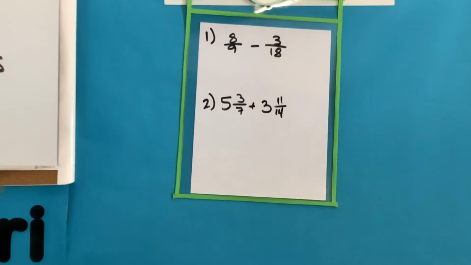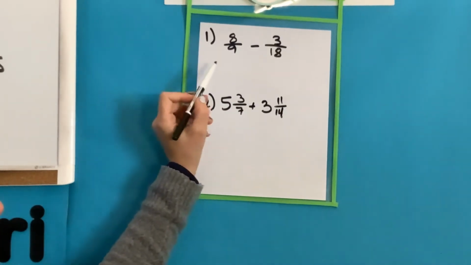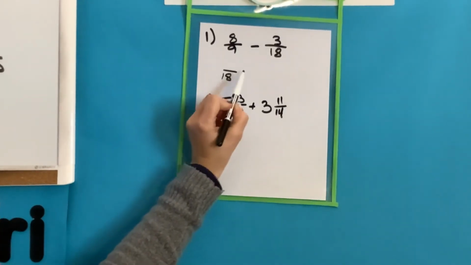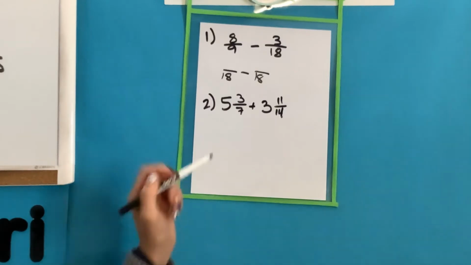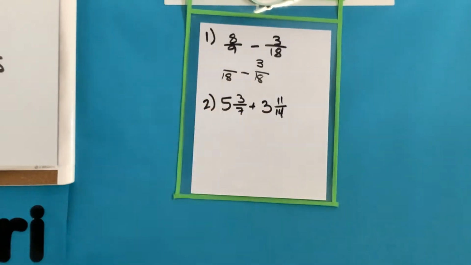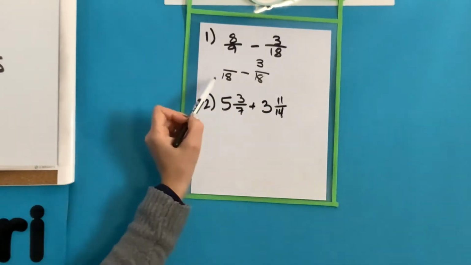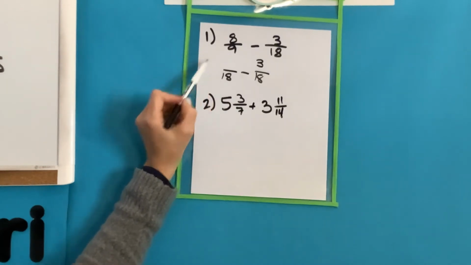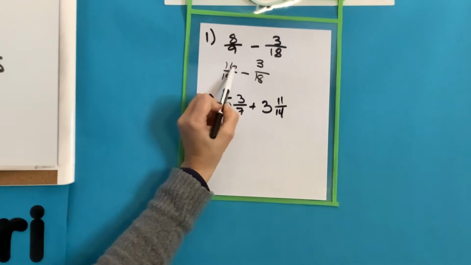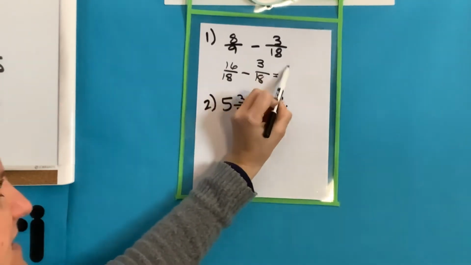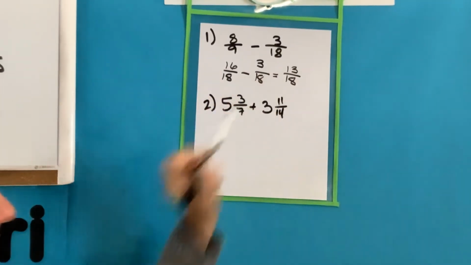So remember, when we are subtracting mixed numbers, we want to find a common denominator. Hopefully you saw that the least common multiple of these two numbers, 9 and 18, is 18. So we actually don't have to change our second number. Our first one, though, we multiplied 9 by 2 to get to 18. So we need to multiply 8 by 2, which is 16. We subtract and get 13/18.